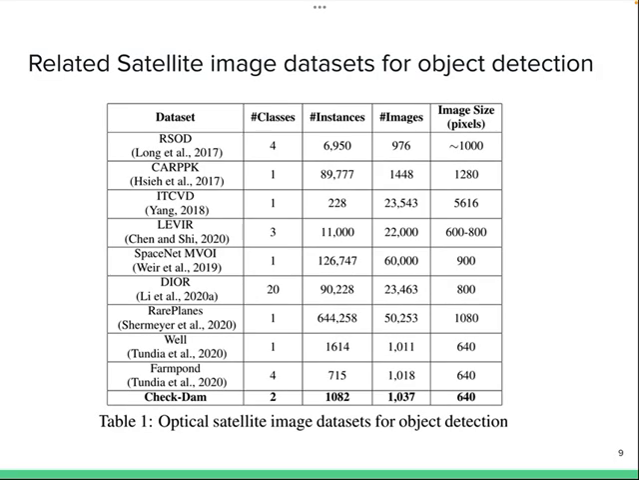Here, we summarize the classes and object instances of various related optical satellite image datasets. While some datasets have very high resolution images, some datasets have instances ranging from a few tens to a few tens of thousands.